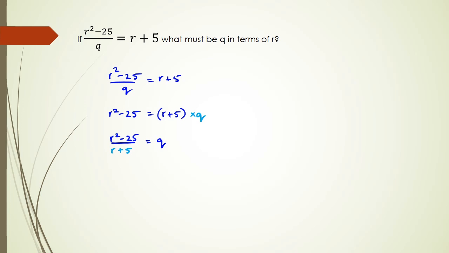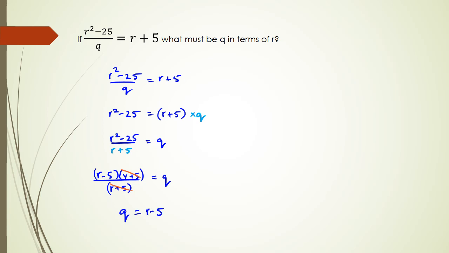So what I can do is factorize r squared minus 25 as (r minus 5) and (r plus 5). And that whole thing is being divided by r plus 5, and all of that is equal to q. So once I have a common factor, in this case r plus 5 and r plus 5, I'm left over with q equals r minus 5.